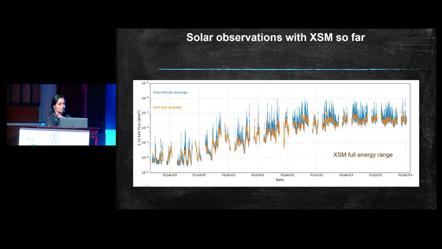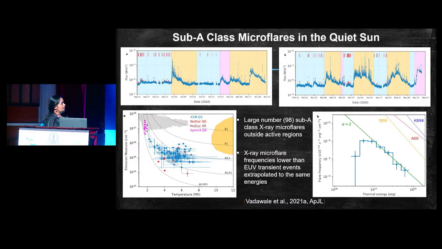To just highlight the points from XSM, this is an overall light curve of XSM, and you can see the increase in solar activity as we go from the launch. This started operating in September 2019, and with this entire data plotted together, you can see how the activity is increasing. And as I said, it goes down to sub-A-class microflares, so there are 98 sub-A-class microflares outside the active regions.